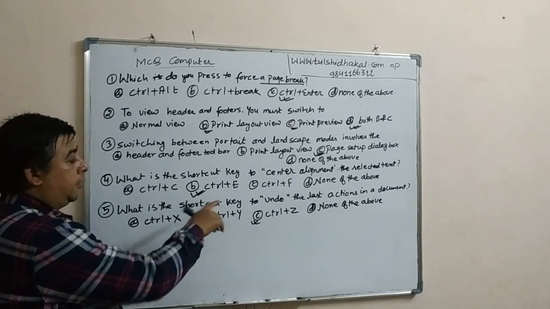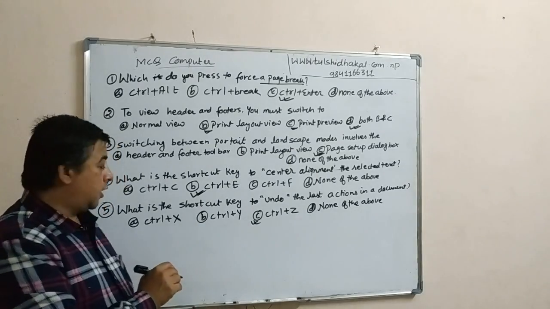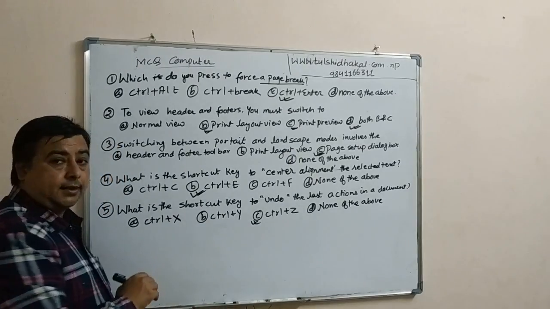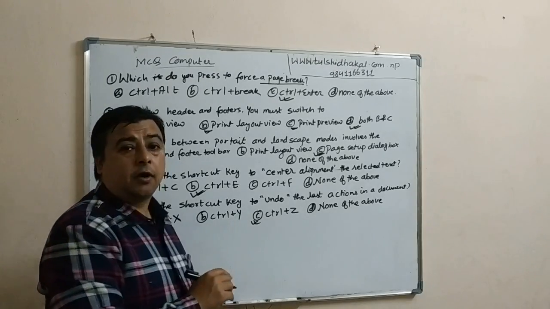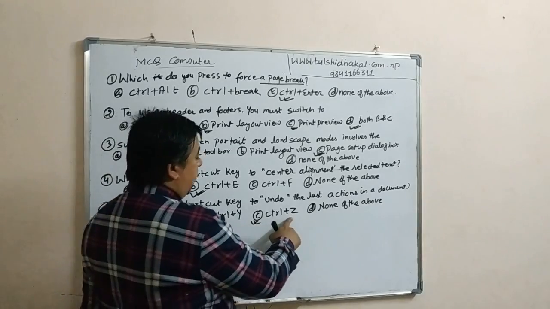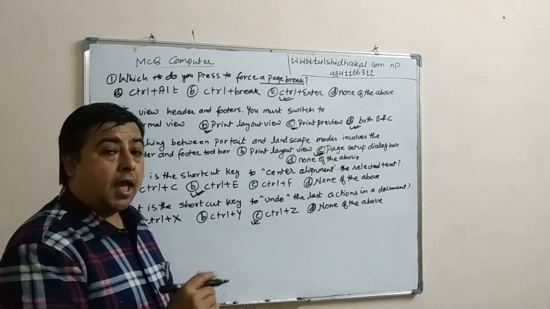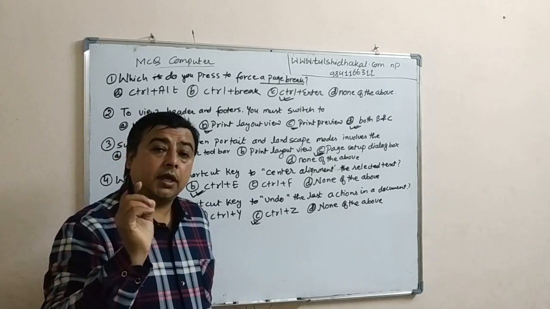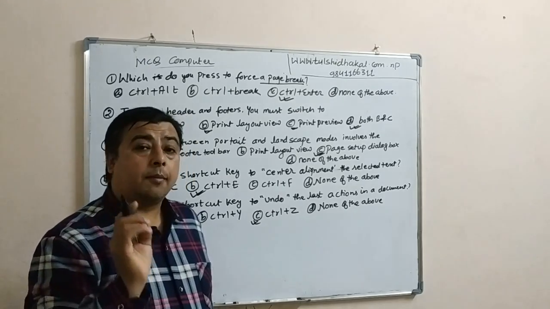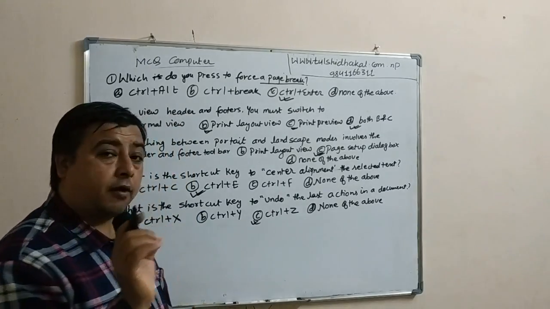What is the shortcut key to undo the last actions in a document? Control plus X is for the cut operation. Control plus Y is for redo. And Control plus Z is for undo. And it remembers 300 actions within a document. Undo remembers 300 actions, don't forget that.